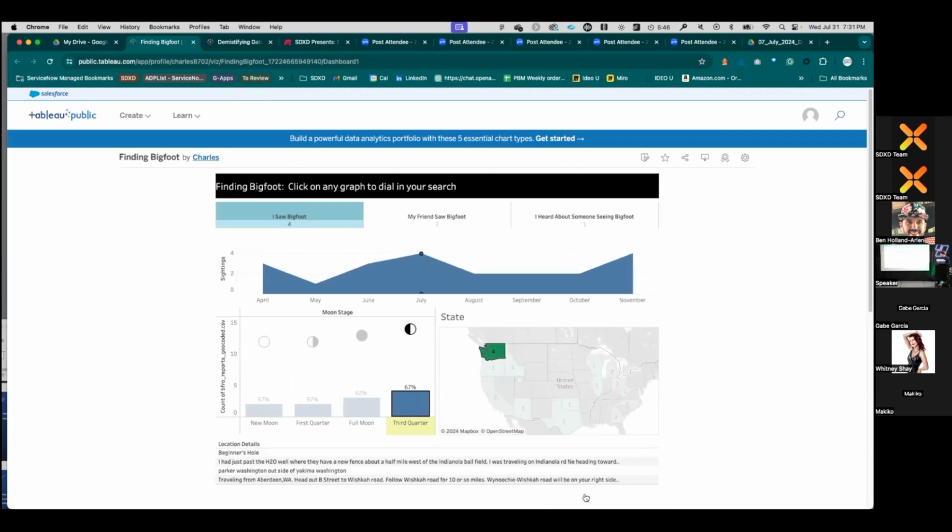And then now, for instance, you can see down here that we've got actual details. So we can see that somebody saw them head on B Street to Wishka Road, and all these actual descriptions of where you could find them. So that's one way I would do it. Obviously, you can do it however you'd like. And I'm looking forward to seeing however you decide to do it. So go for it.